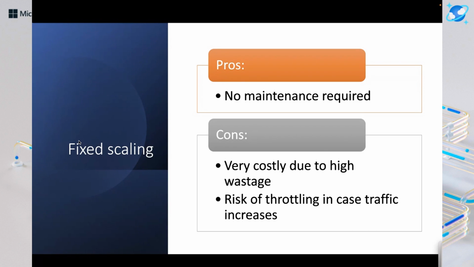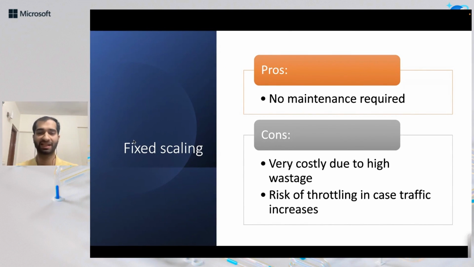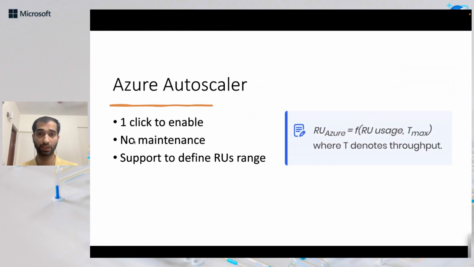The other option is to set it to the average value of how many RUs are getting used. In that case, the issue is that there will be throttling in a significant number of cases. Wherever your writes are happening, at that time you will get throttled, because that is when we get the peaks in the RU usage. So fixed scaling is either very costly or just not feasible, because it does not serve the business use case.